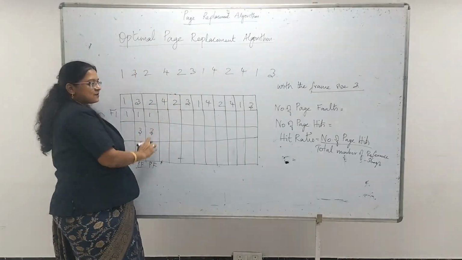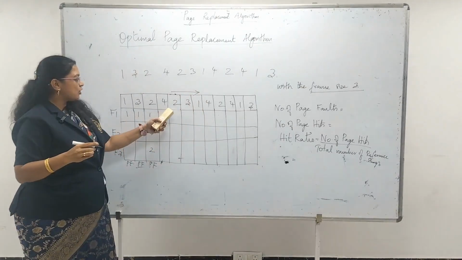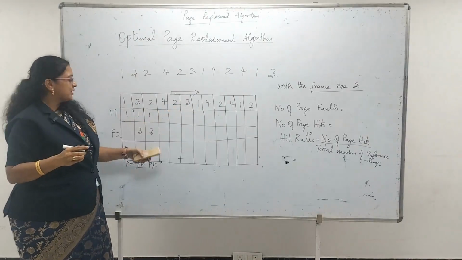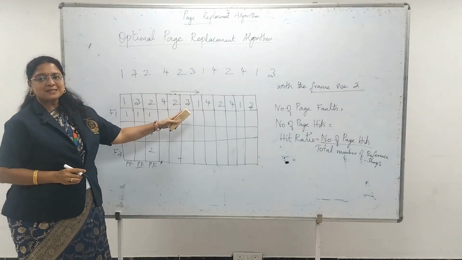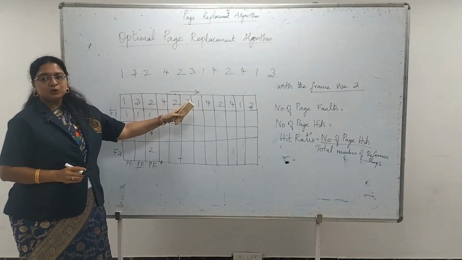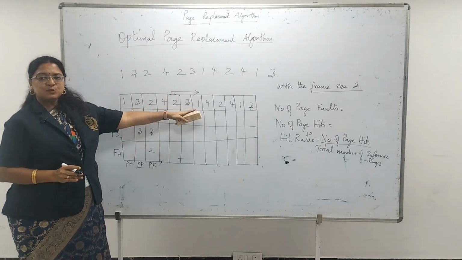We are going to insert 4, which means you are going to check the next 3 elements. Which one is not used in your future? That is, you are going to replace the least recently used in the future. Replace the page which is least recently used in the future.